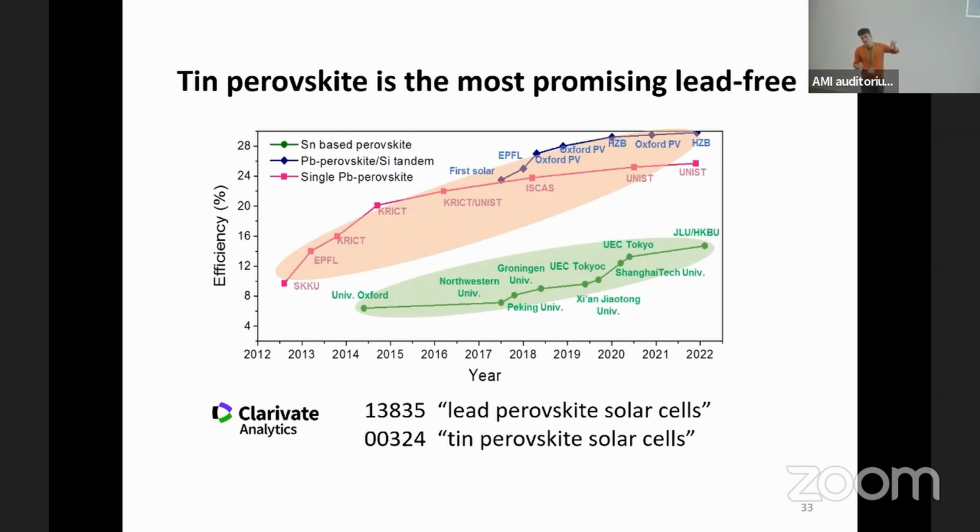So you need an extremely pure inert atmosphere to avoid tin oxidation. But things are progressing. This is where lead is at the moment, with tandem and with the single junction. With tin, we have a certified efficiency around 15%. So not too bad, I would say.